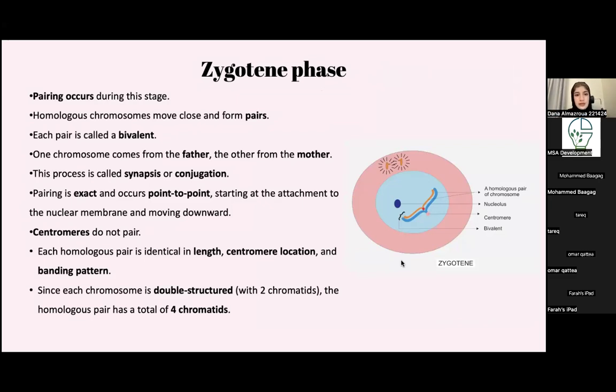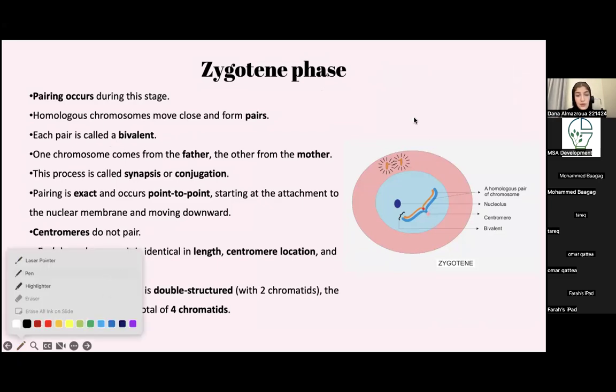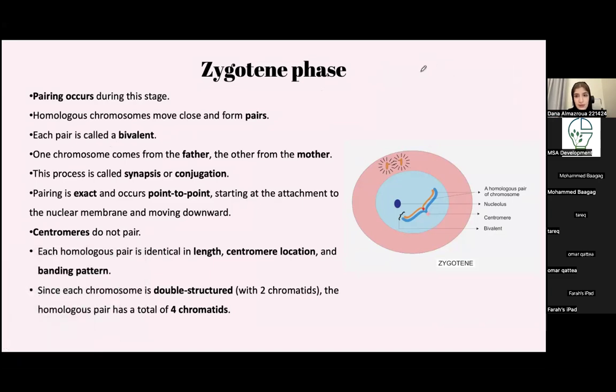Now, pairing occurs in this stage. Basically, what this means, let me just draw it. I'll take a different color. Now, what happens in meiosis is that you're going to have one pair of chromosomes coming from the mother. Okay, let's say the red represents the maternal chromosome, and the blue represents the paternal, which means coming from the father. So this one is coming from the mother, this one is coming from the father.